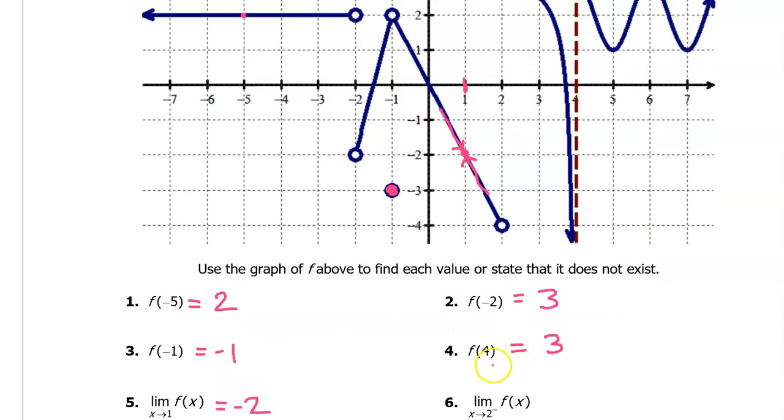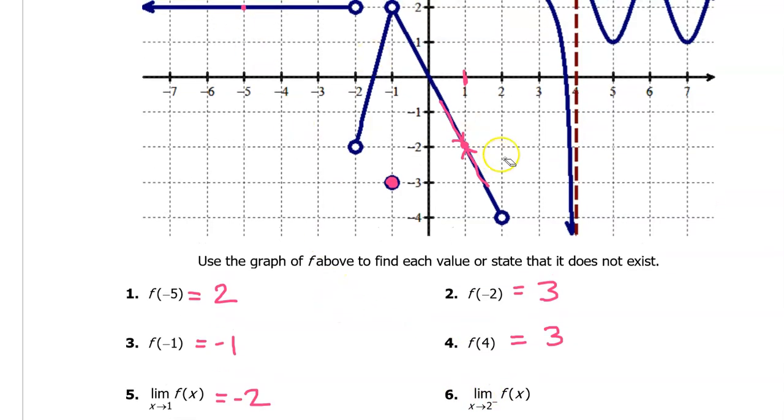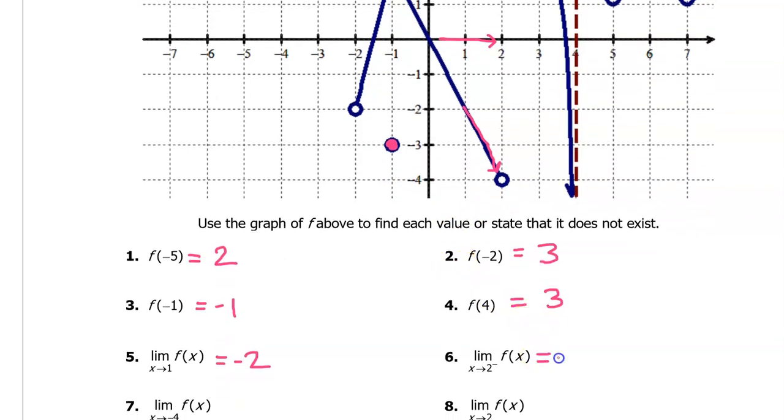All right, what about the limit as x approaches 2 from the left? So this notation right here with a little 2 and a little negative sign, remember that means as x approaches 2 from the left. Okay, the little minus sign means from the left. So if we are approaching 2 from the left, then the function is approaching 2 from the left like this. So we are getting closer and closer to this open circle, which is at -4. So that is the limit. So the limit will be -4.